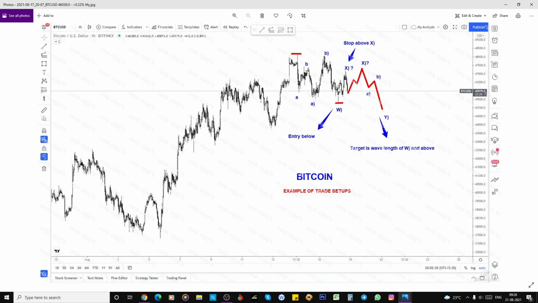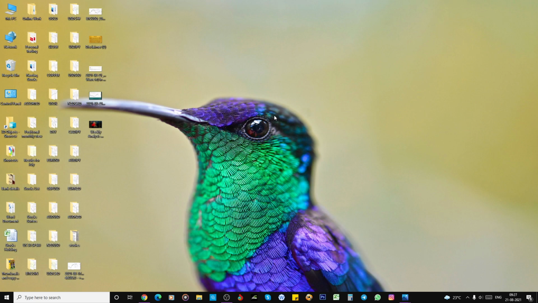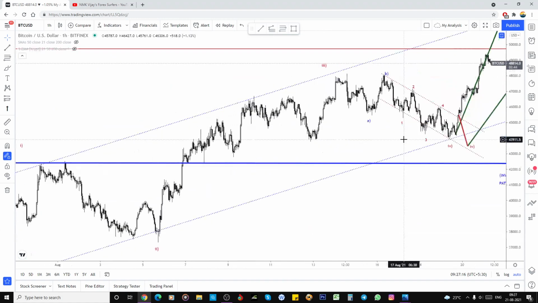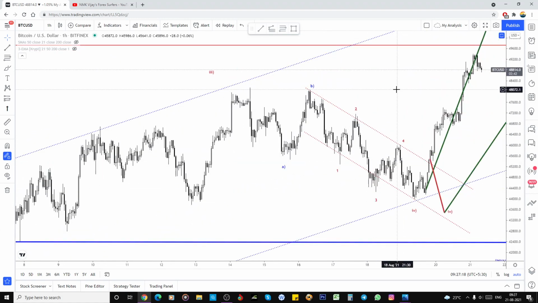So this is the W. So whether this is the X or it is going to make an X, stop above X. So what is the target? The wavelength of W. So this is the target, right? I explained this, and immediately I have already posted all of this. And what I did here, from here I have explained, right?